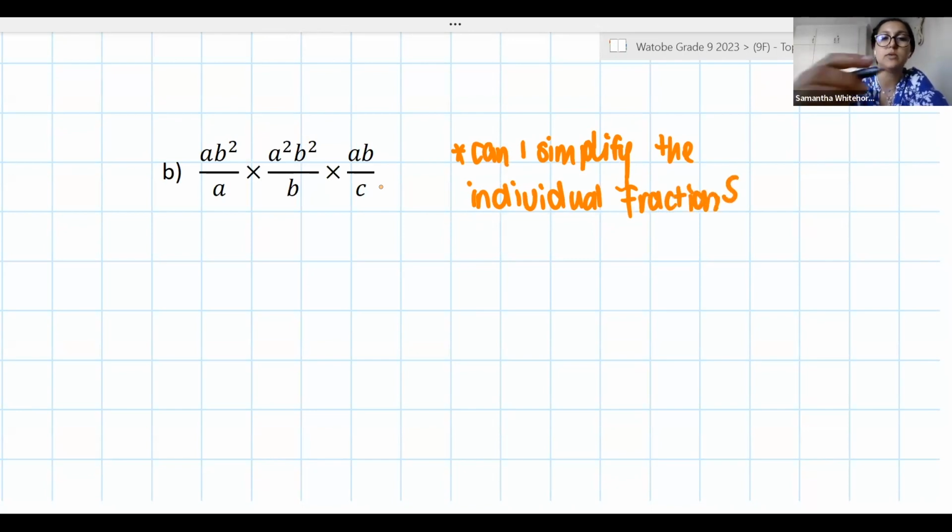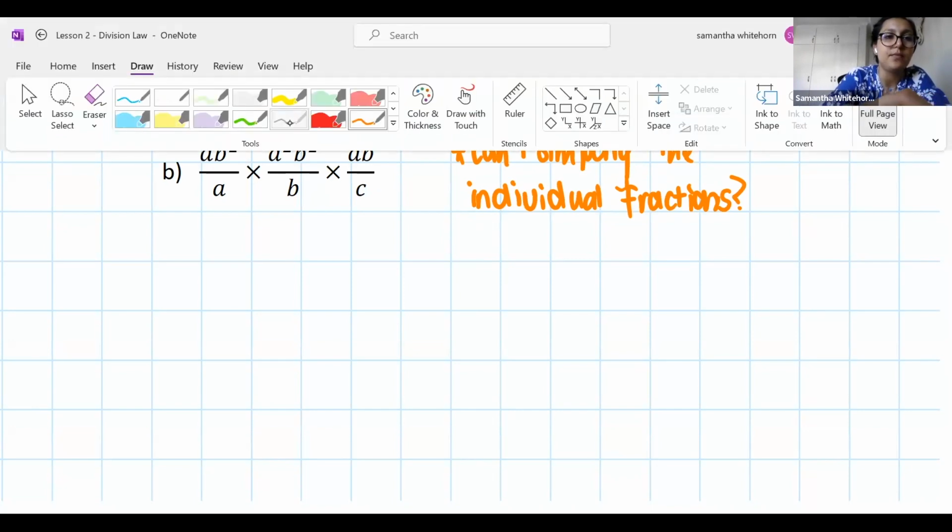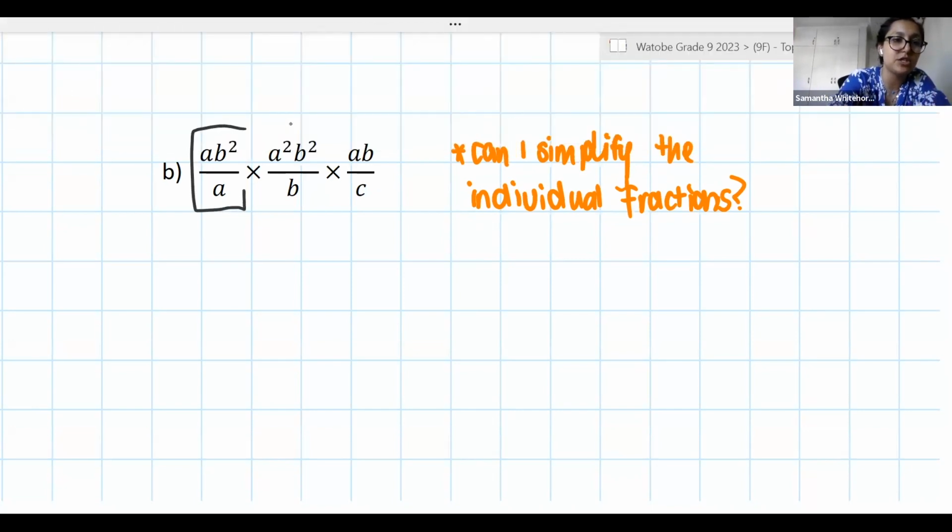So question number 1, can I simplify my original fractions, or my initial fractions, or my individual fractions, whatever you want to say? And so we go and double check. If I look at my first fraction, I've got AB squared over A. Can I simplify it? Well, yes, because I've got a division of A divided by A. Remember, whenever we divide something by itself, we get 1. The same thing happens with A. A divided by A is 1. Essentially, they cancel each other out. And so from the first fraction, we've got B squared over 1.